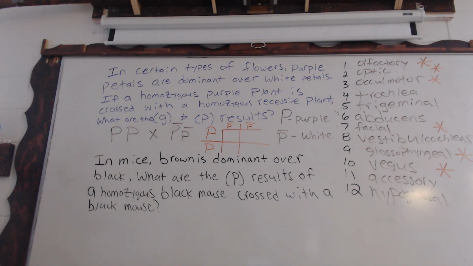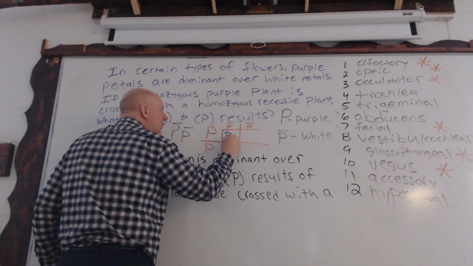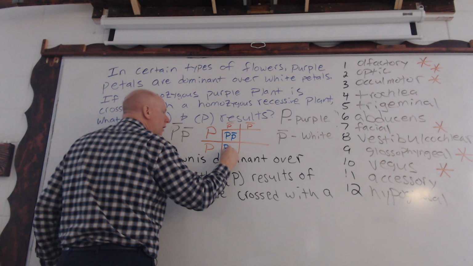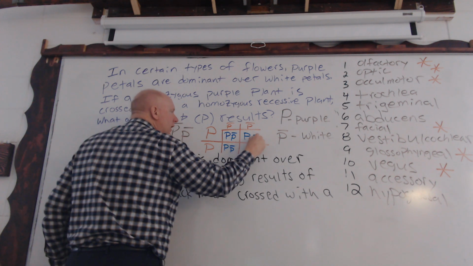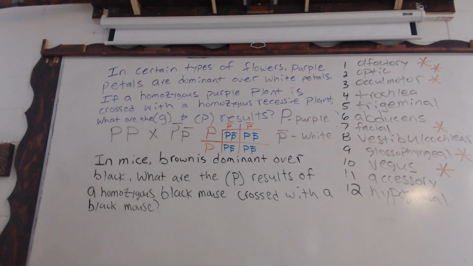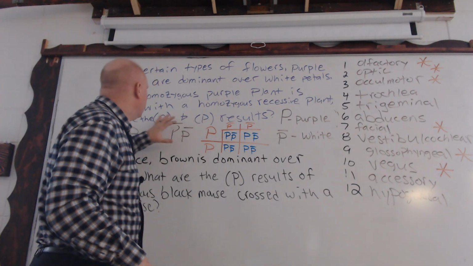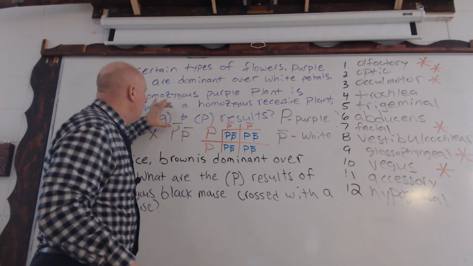So as we look at this, we see a capital P and a lowercase p. And notice that's going to be the same in all four blocks, or all four boxes, whichever way you want to explain that. The last thing we need to do is illustrate the genotype and the phenotype.